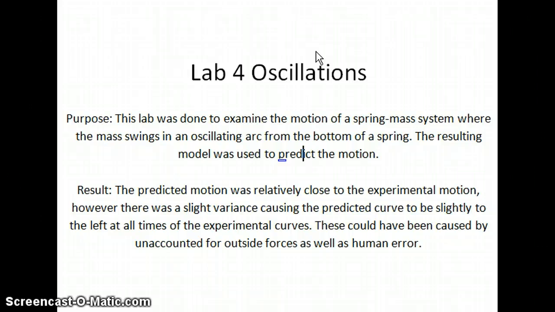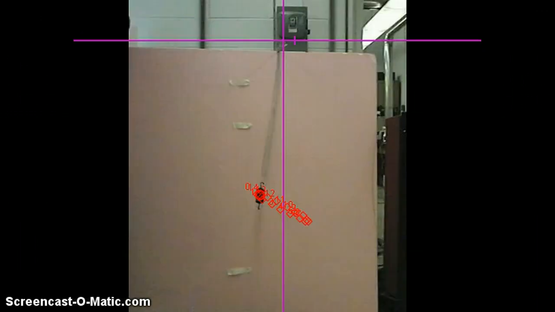However, there was a slight variance causing the predicted curve to be slightly to the left of the experimental curves at all times. These could have been caused by unaccounted for outside forces as well as human error. This is the video used to track the motion for this experiment.